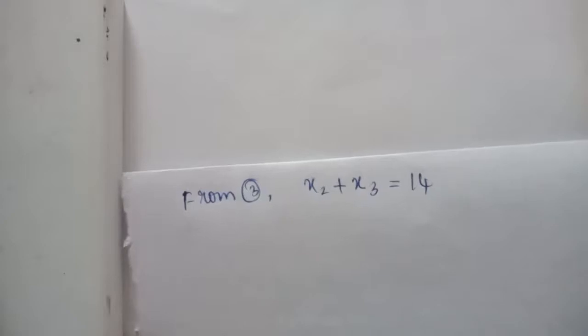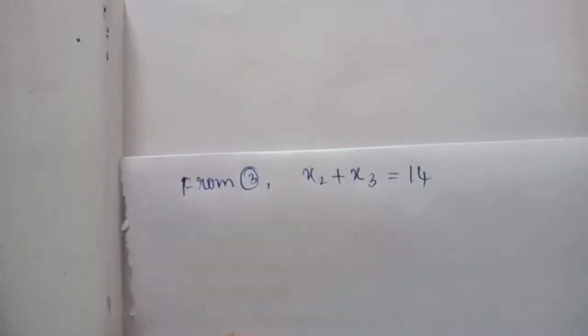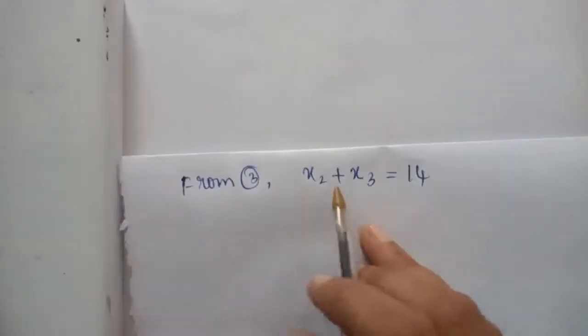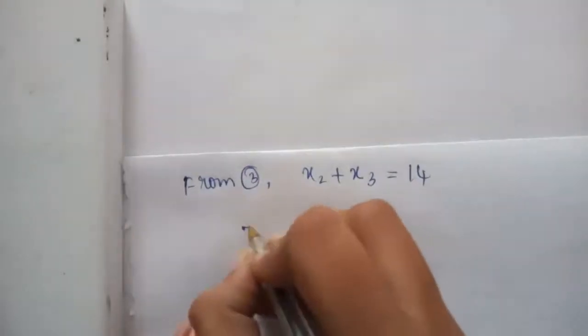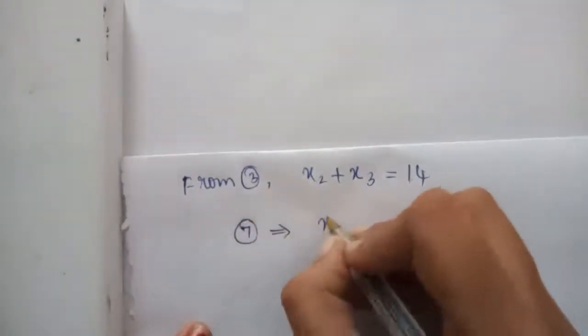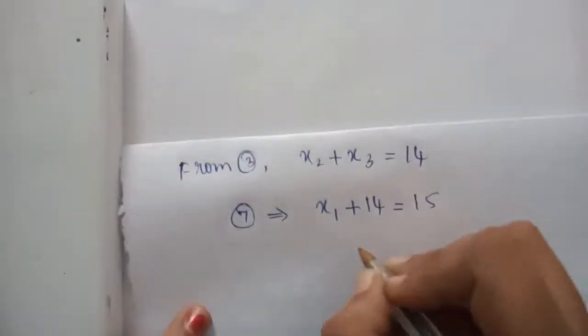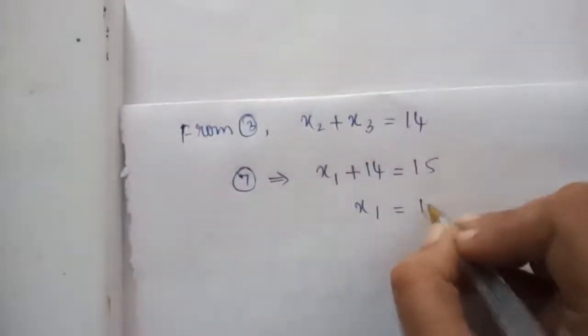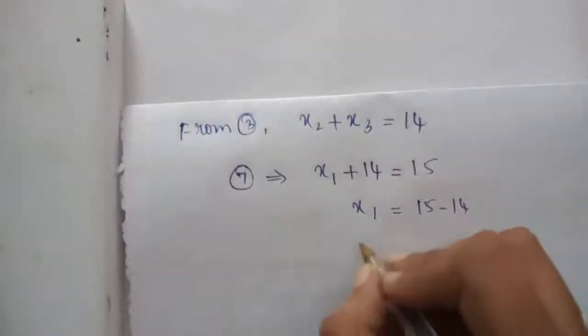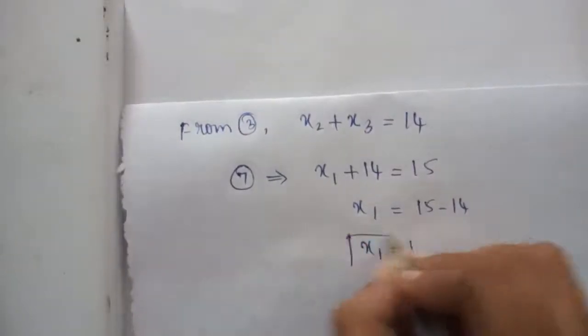From equation 3, x2 plus x3 is equal to 14. So substitute the values in equation 7. So equation 7 becomes x1 plus 14 is equal to 15. So x1 is equal to 15 minus 14. The value of x1 is 1.